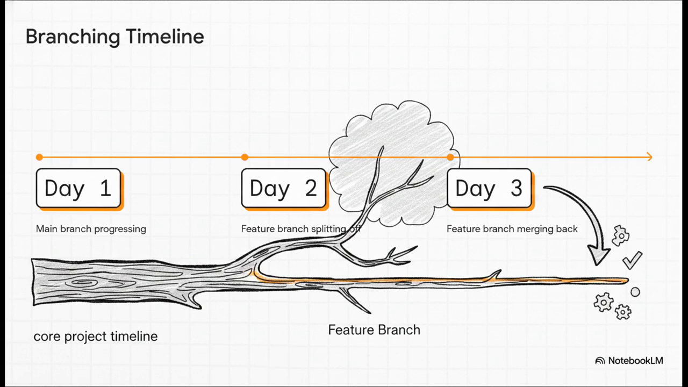Picture a main tree trunk representing your core project timeline. On day 2, let's say a developer needs to build a totally new feature. Instead of modifying the main project directly and risking breaking the whole thing, they split off into a feature branch. They work completely isolated. Then, by day 3, once the feature is absolutely perfect and tested, they can safely merge that branch right back into the main timeline.